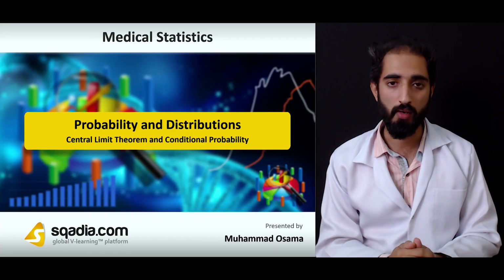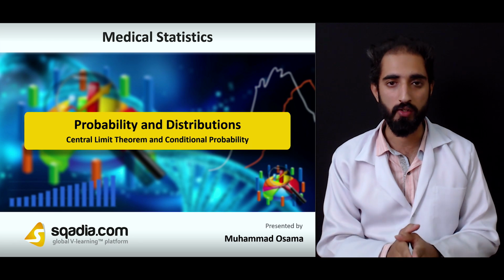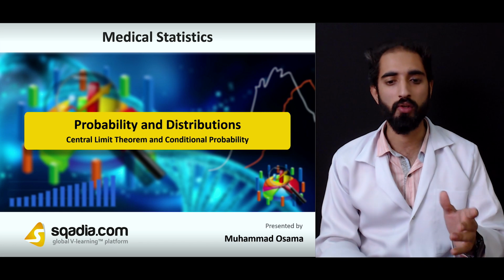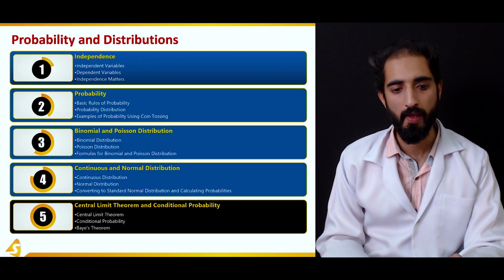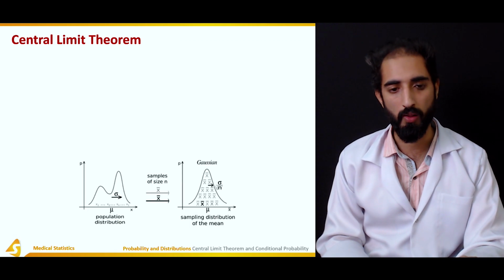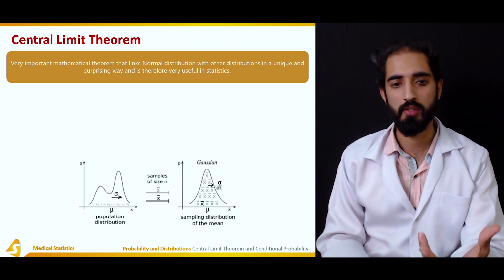My name is Mohammad Osama, and we are talking about probability and distribution in medical statistics. This specific lecture is about central limit theorem and conditional probability, in which we are going to talk about central limit theorem, conditional probability, and Bayes theorem as well. So let's start off with central limit theorem.